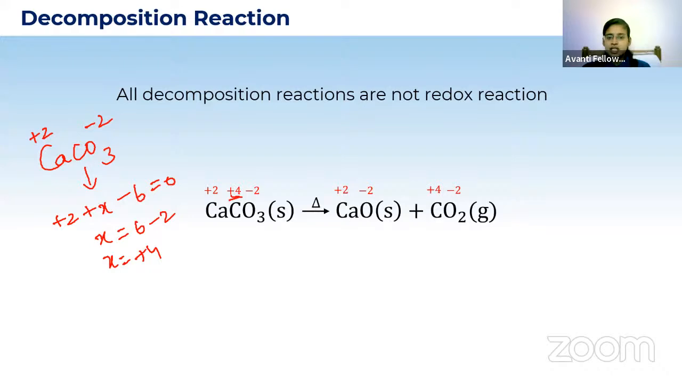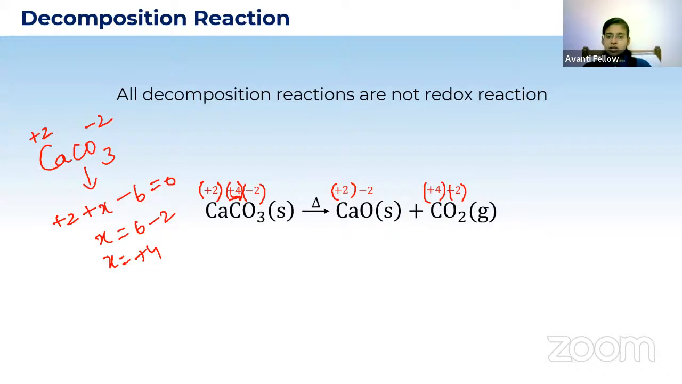So here if you see, the calcium oxidation state remains same. In the reactant side also it is +2. In the product side also it is +2. If you look into the oxidation state of carbon, the reactant side also +4, product side also +4. And for oxygen, -2 and -2. So the oxidation number for all the elements in the reactant side as well as in the product side remains same. Okay, so it has not undergone oxidation, neither reduction.